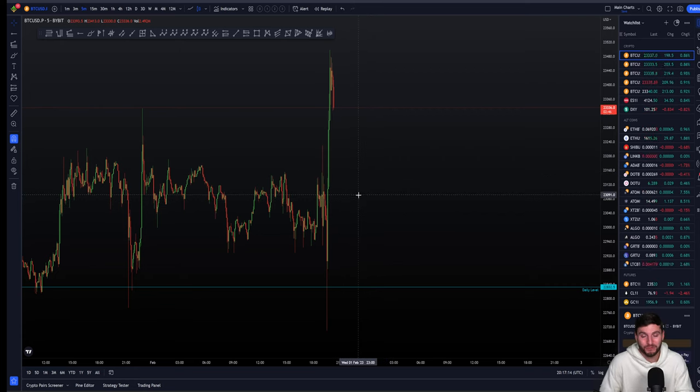And that is just to say, once again, the importance of patience. If you marked out the level, remain patient for it. If you went long too early, you get stopped out. If you shorted too early, you get stopped out. If you took any trade before our level was hit, you got stopped out and you lost the trade.